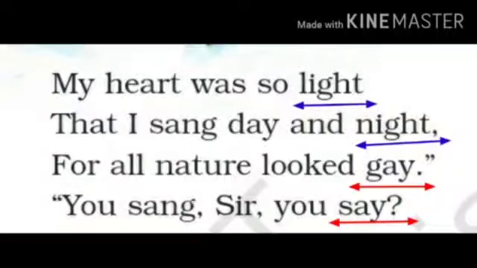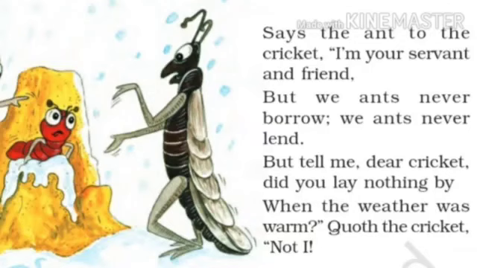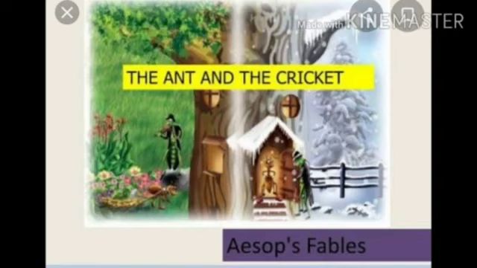Now let's observe part 3. What's going on here? It's quite interesting, right? Hearing the cricket ask to lend, the ant answers that it considers itself the cricket's servant as well as a friend. Says the ant to the cricket, "I am your servant and friend, but we ants never borrow from anyone and we never lend either." However, the ants never borrow anything from others nor lend anything.